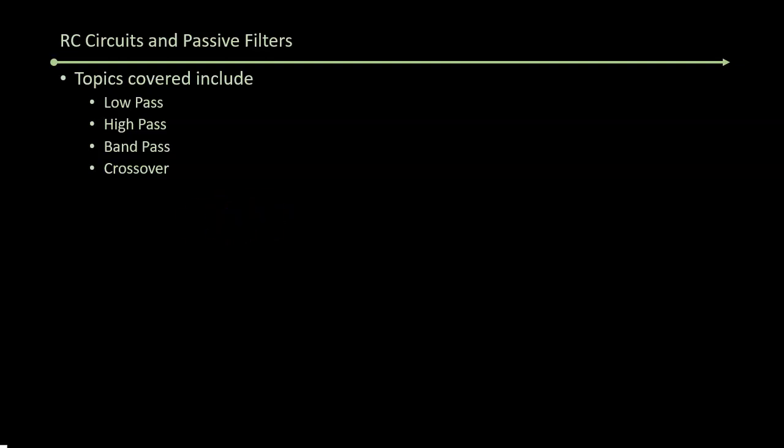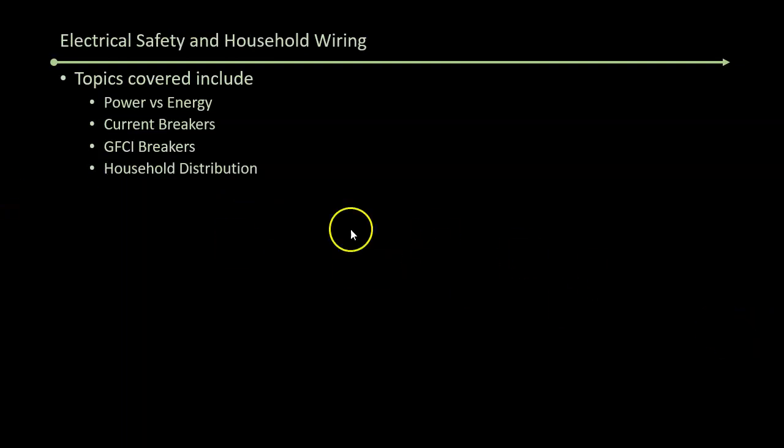It works without power. Electrical safety and household wiring. We're going to look at what power is versus what energy is. We're going to look at current breakers, GFCI breakers, household distribution of power, all the kinds of things you have to think about. And these are all things you have to think about if you're running off a generator as well. Just basic safety, real basic around how you would do some of this work. And hopefully this will help you really understand how to set up different things and the kinds of things you need to think about in terms of setting up equipment.